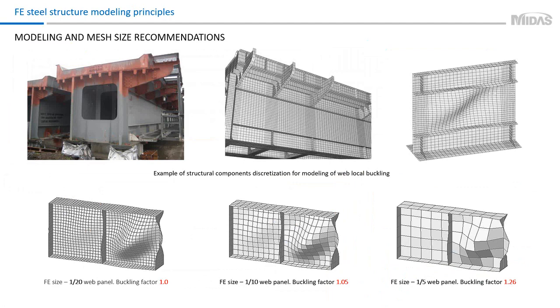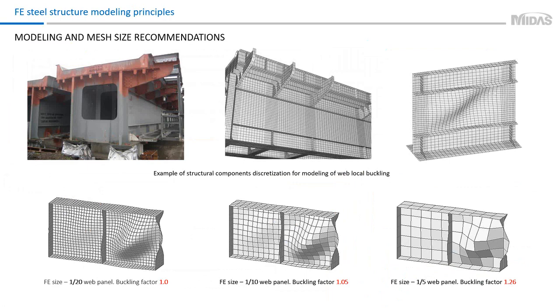Now some recommendations on finite element modeling for the buckling analysis. All the necessary parts of the structure should be approximated by shell elements. Shell elements describe the real behavior of steel components very well, and shell elements with linear shape functions are recommended here. If you are considering a bridge girder, then the flanges, web panels, stiffeners, and all other main components should be modeled with these shell elements.